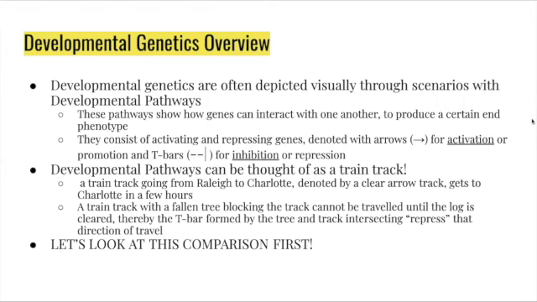A train track going from Raleigh to Charlotte, denoted by a clear arrow track, gets to Charlotte in a few hours. A train track with a fallen tree blocking the track cannot be traveled until the log is cleared. Thereby, the T bar formed by the tree and track intersecting represses that direction of travel. Let's look at this comparison first.